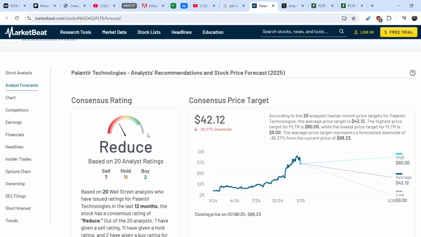And let's take a look at its fundamentals. First of all, I want to pay attention to the consensus analyst price target. It's set at about $42.12, and we have one more rating that was made just recently, and previously we had 6 sell ratings, 11 hold ratings, and 2 buy ratings. But for now we have one more sell rating on top of previous ones.